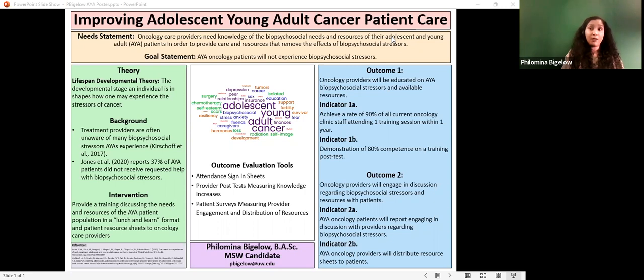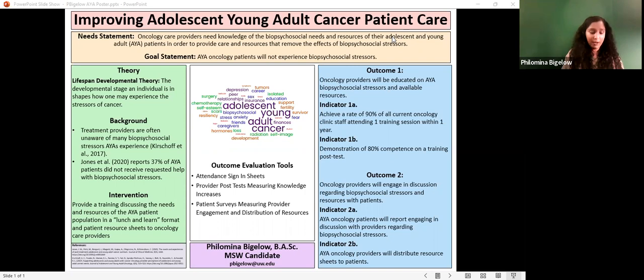PowerPoint training would discover some of the general needs and issues affecting this population. And at the end of the training, providers would be asked to take a post-test assessing their perceived increases in knowledge, and they would be given patient resource sheets and asked to give these to their AYA patients.